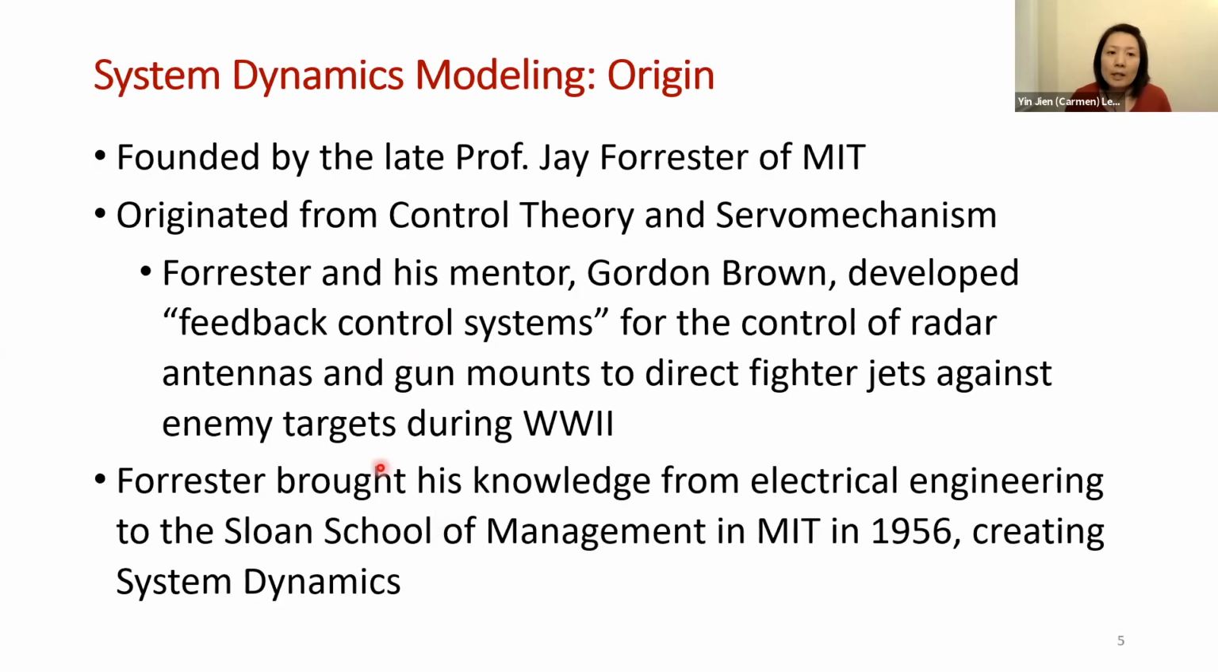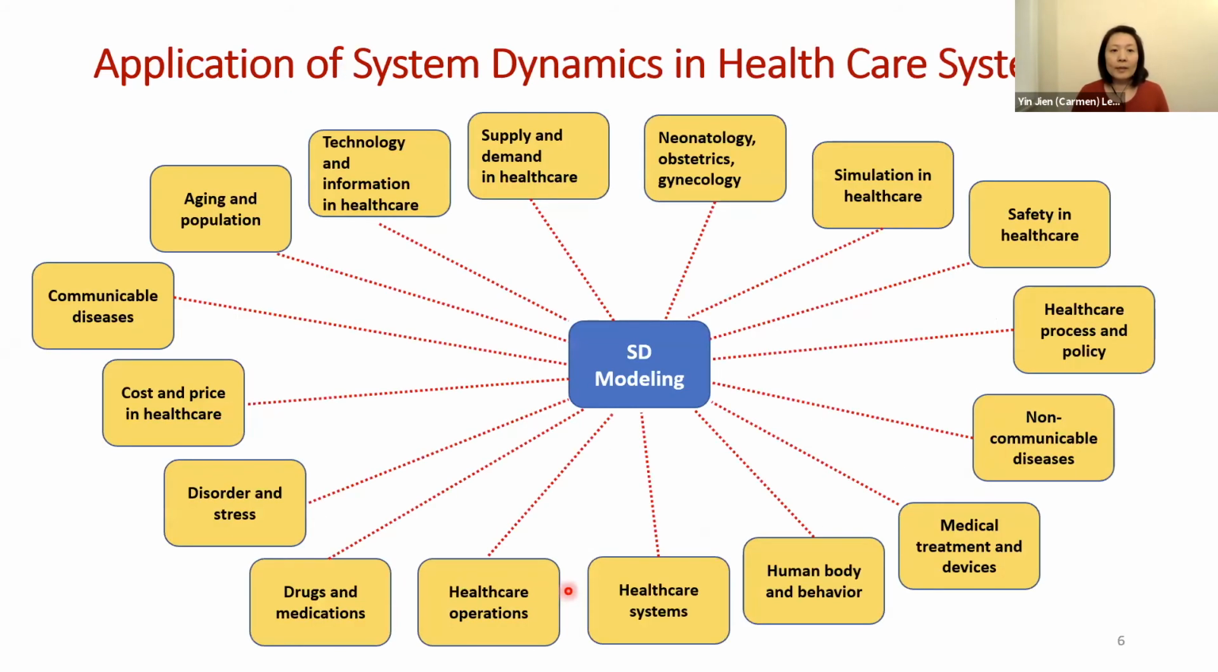System dynamics modeling was founded by the late Professor J. Forrester of MIT. This methodology originated from control theory and servomechanism. Forrester and his mentor, Gordon Brown, developed feedback control systems for the control of radar antennas and gun mounts to direct fighter jets against enemy targets during World War II. After that, he brought his knowledge from electrical engineering to the Sloan School of Management in MIT in 1956, thus creating system dynamics.